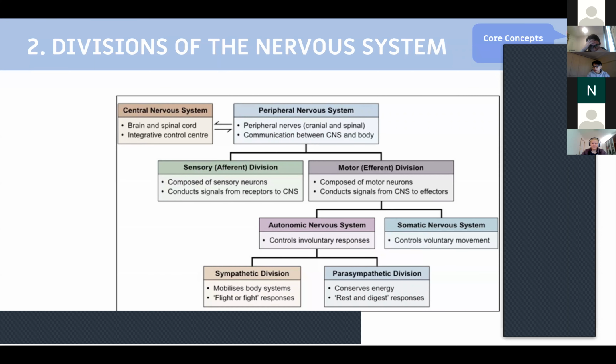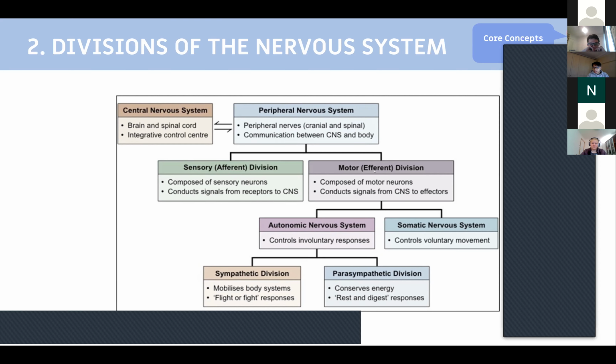With our peripheral nervous system, we can separate into the sensory division and motor division. Sensory division, that's also called afferent. It's basically where we're sending information to our brain. And our motor or efferent division is where we're sending information from our brain to effector organs. So for example, sending commands to our muscles so we can execute movements, and also to our glands as well.